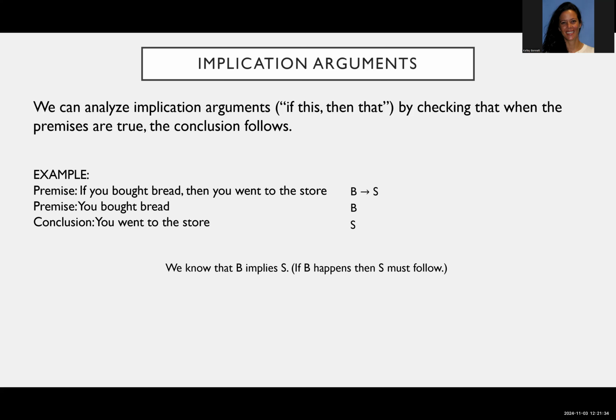We know that B implies S. That means if B happens, then S must follow. That's like a rule that we have. And then next, we know that B does happen. So not only do we have this rule, but now we have a fact of the situation where B did occur. And so, of course, if B did occur, we apply the rule. So we know that S must follow, that we did go to the store. So this is a valid argument.